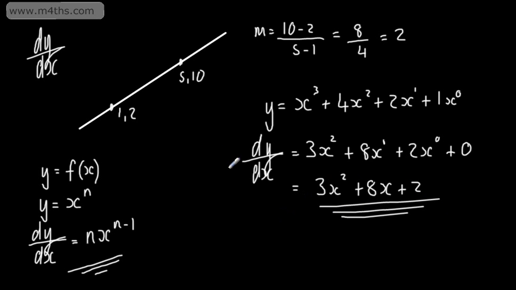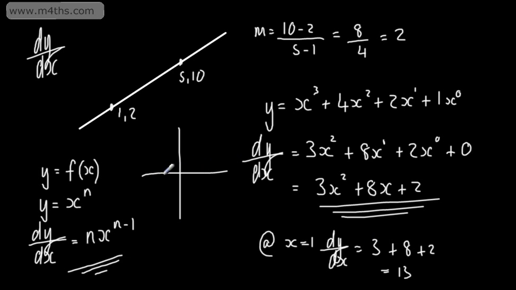So for example, if I wanted to find the gradient of the slope at a given point, i.e. the gradient of a tangent at that given point, let's say x is equal to 1. We could say at x equal to 1, dy by dx is going to be equal to 3 lots of 1 squared, which is 3, plus 8 lots of 1, which is 8, plus 2. That's going to give me 13. So if we had this curve, and let's say it looks something like so, at the point where x is equal to 1 we would have this gradient, and this would be 13. So that's what this is telling us.